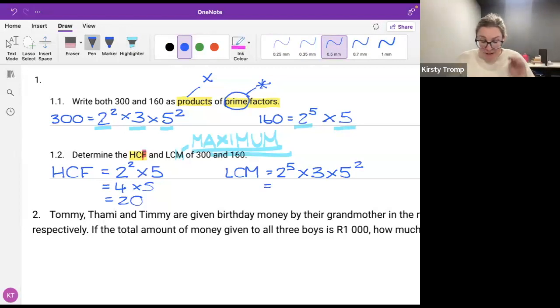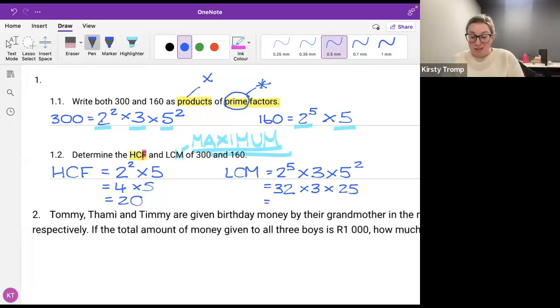2 to the power of 5. What is 2 to the power of 5, guys? Tell me in the chats. Okay, 2 to the power of 5. Good, it's 32. So 2 to the power of 5 is 32. Just a reminder, what does 2 to the power of 5 mean? It means 2 times 2 times 2 times 2 times 2. Good. Times by 3 times by 25.